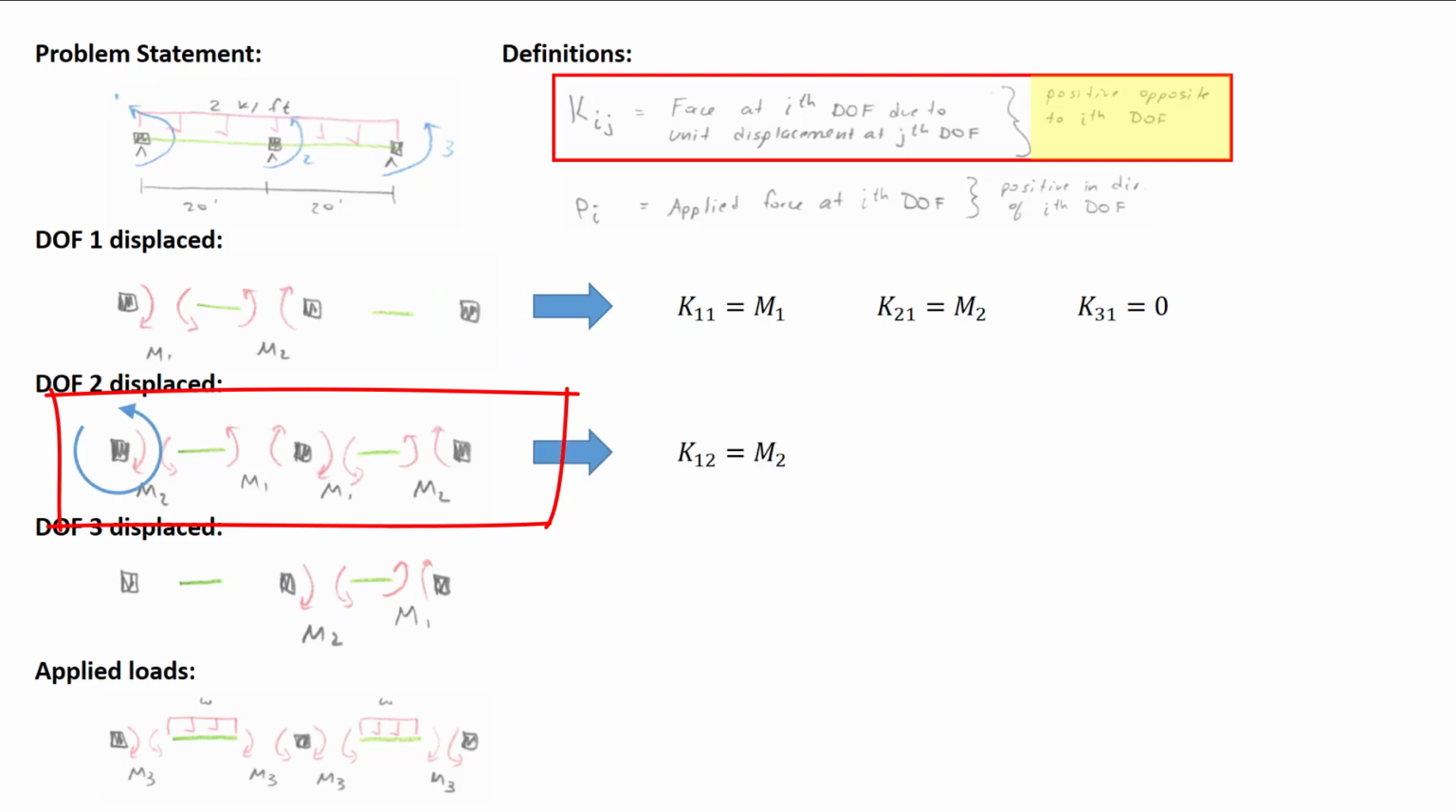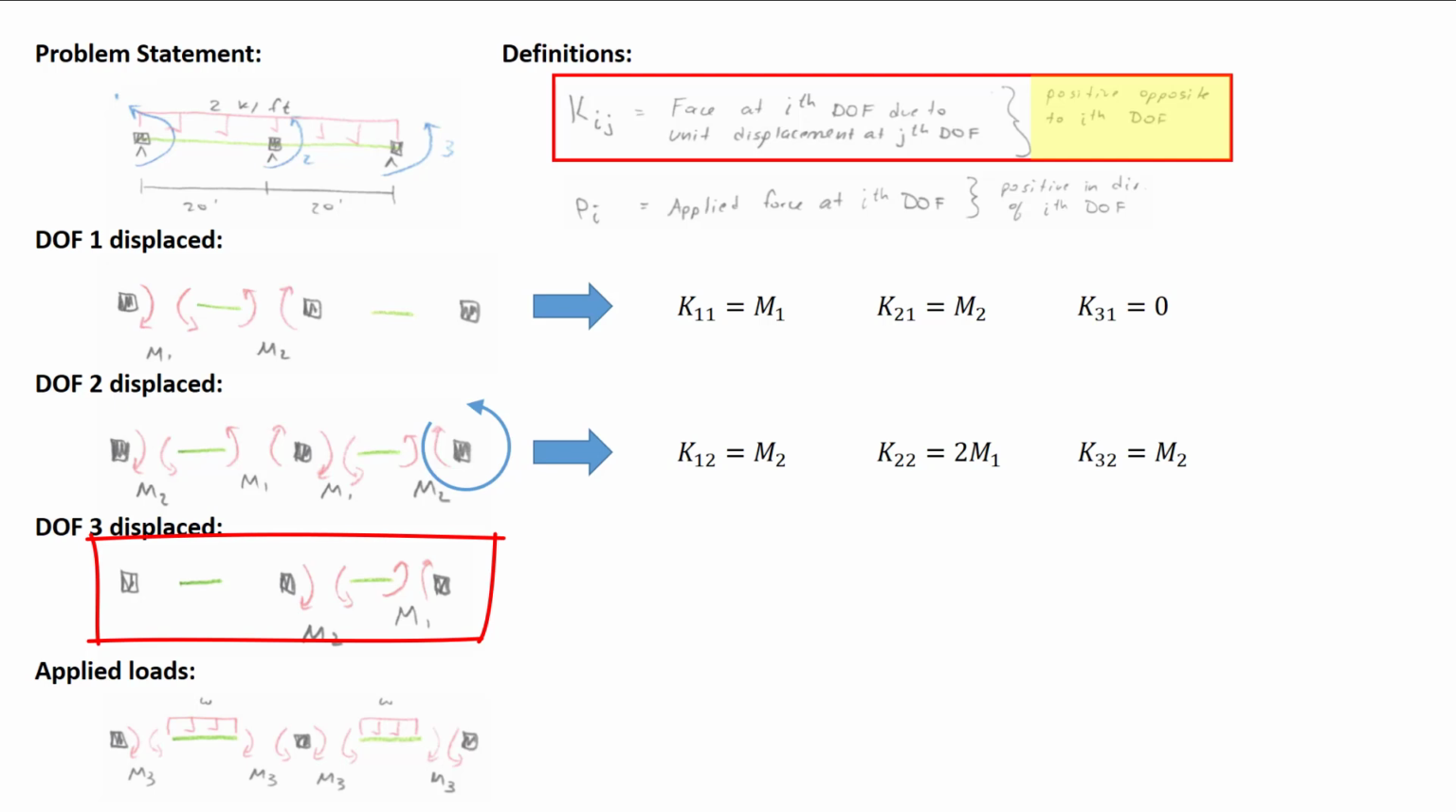We'll move on to the next diagram, displacement at degree of freedom 2. Looking at node 1, it's the term K12, the force at the first degree of freedom due to a unit displacement at the second degree of freedom. The total force on that node is a moment of m2. The direction is opposite to the degree of freedom, so the sign is positive. K22 is the force at the second degree of freedom due to a unit displacement at the second degree of freedom. The total value of the force is a moment of 2m1. The direction is opposite to the degree of freedom, and so the sign is positive. For K32, that's the force at the third degree of freedom due to a unit displacement at the second degree of freedom. The total force on that node is a moment of m2. The direction is opposite to the degree of freedom, so the sign is positive.